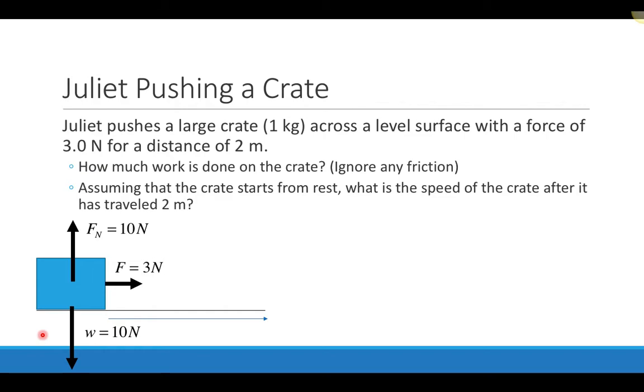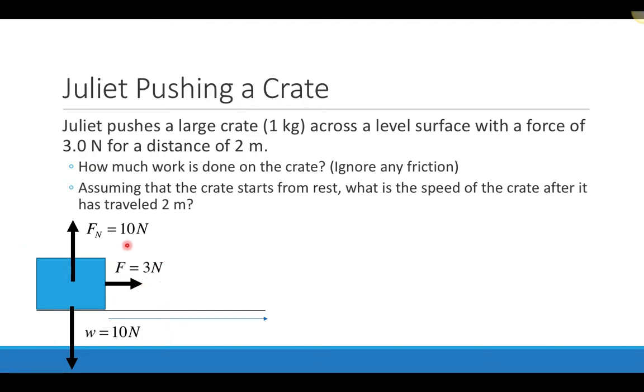So let's try to apply an example. In a previous lecture, we had Juliet, and she pushed a crate, a 1 kilogram crate, across a level surface with a force of 3 newtons for a distance of 2 meters. And we can figure out how much work is done on the crate by Juliet. So we talked about this before in a previous lecture, and here's our picture of what's going on.